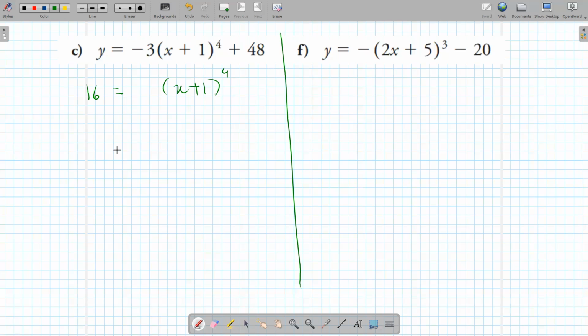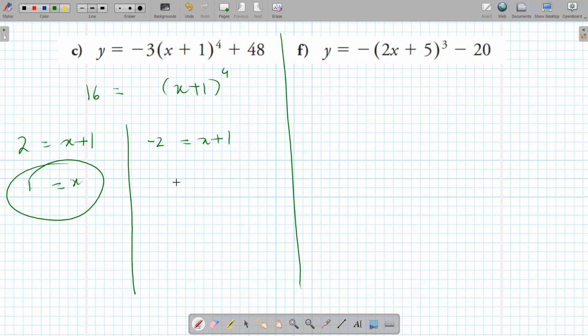2 and -2. Exactly. So either you have 2 equals x plus 1, or you have -2 equals x plus 1, right? Subtract 1 from both sides. x is either 1 from this one, or x is -3 for the other one, and you're done.